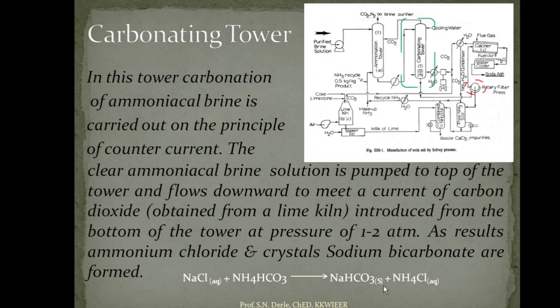Now this mixture of product is sent to the rotary filter press, where the sodium bicarbonate solid, that is the cake produced from this filter press, is separated and then sent to the calciner, and the filtrate, that is ammonium chloride, is then sent to the ammonia stills.